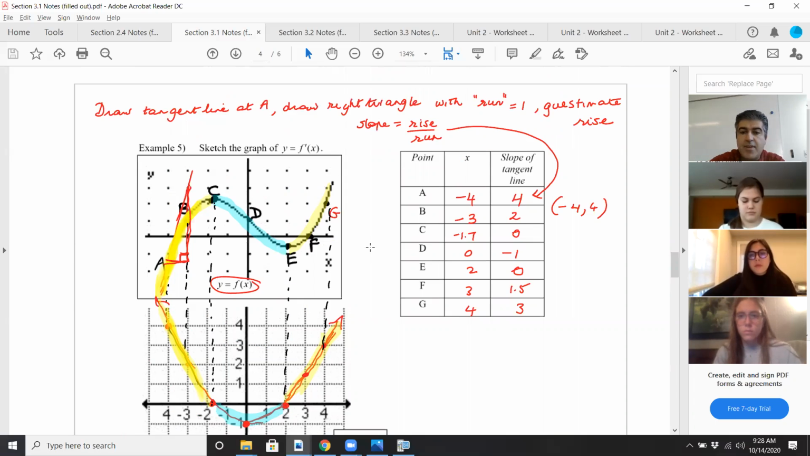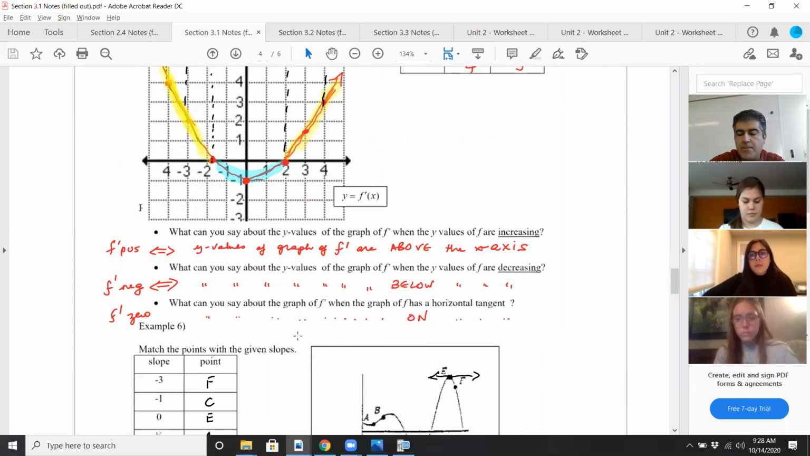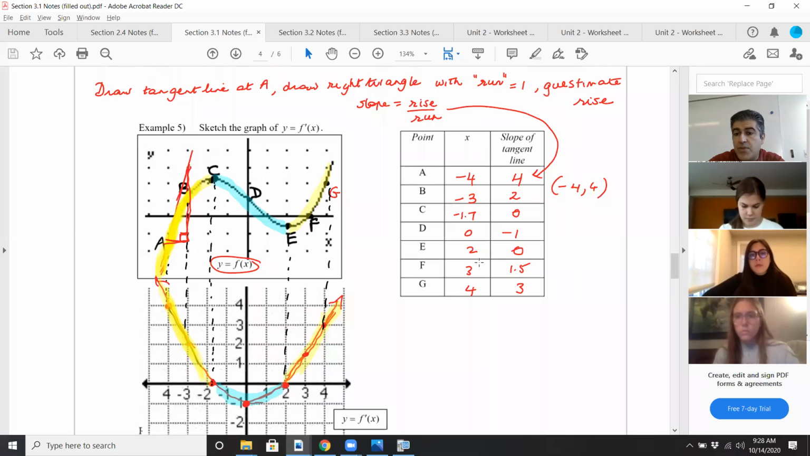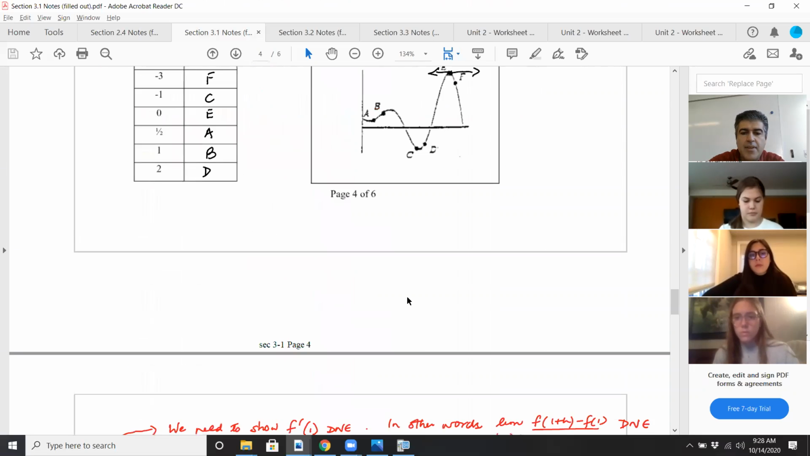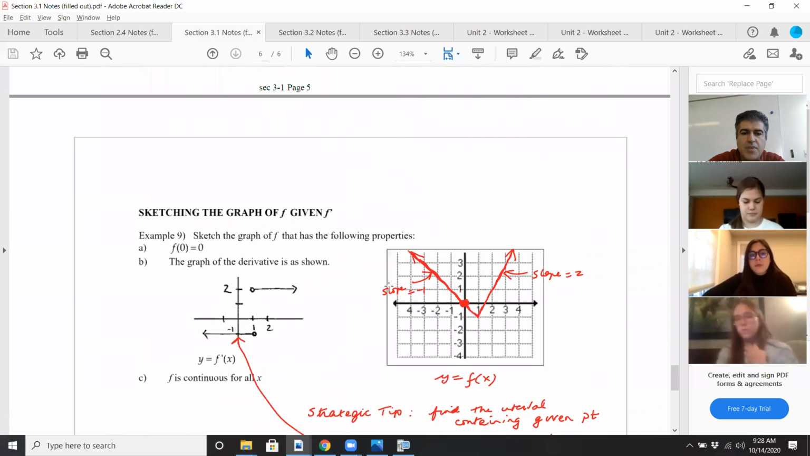That's how you have to look at it. So sometimes you make like a 3-column table. You have x values, and then of course you have your y values for the original graph, but then you have your slope, your tangent lines as well. That's how you can make that connection.